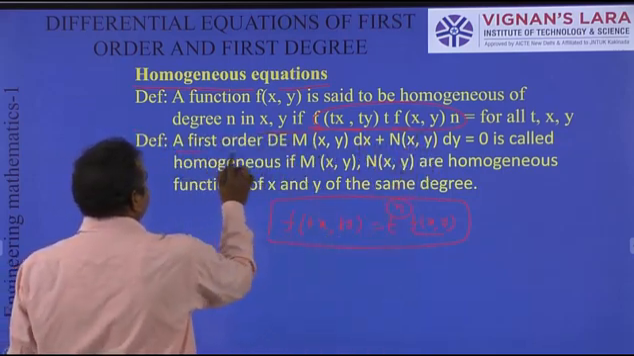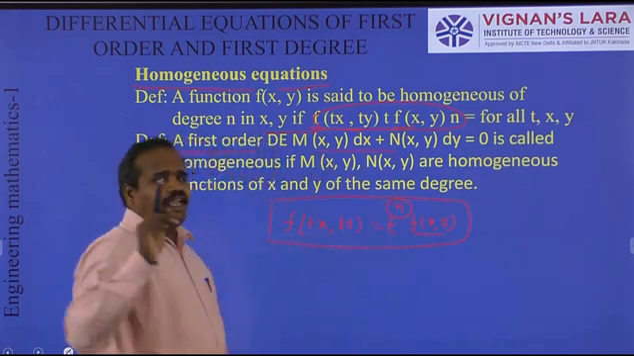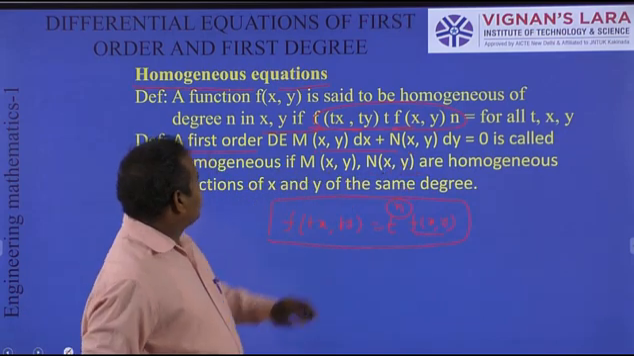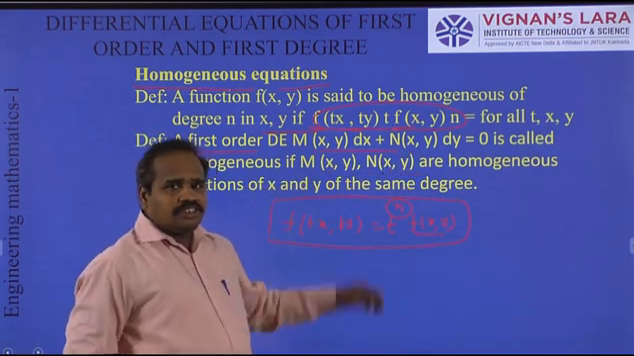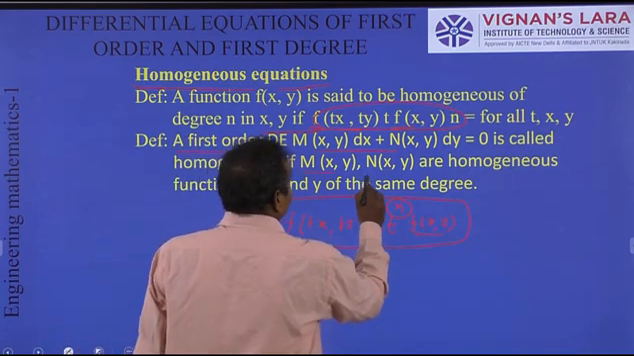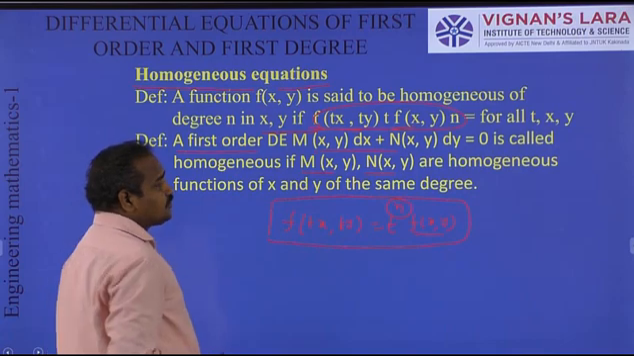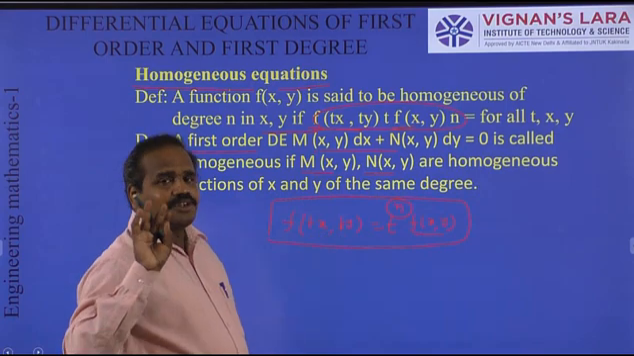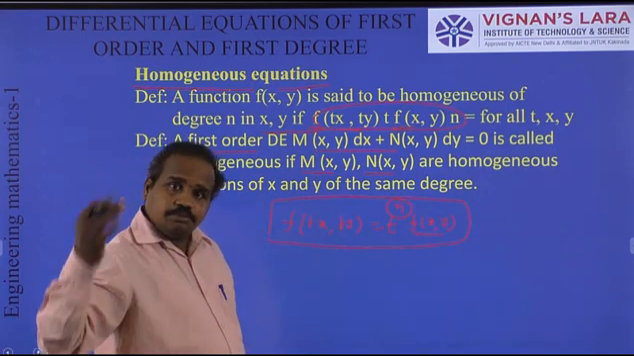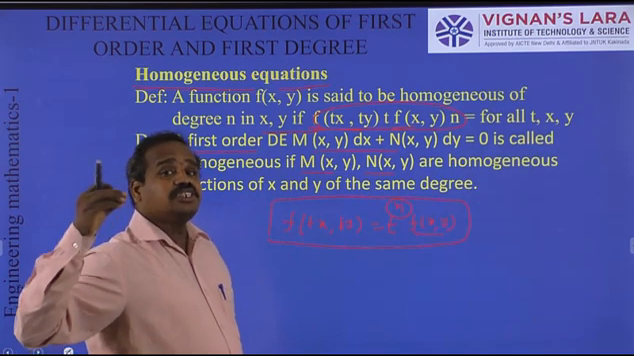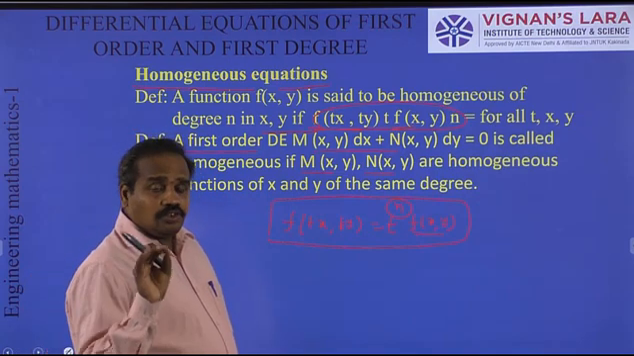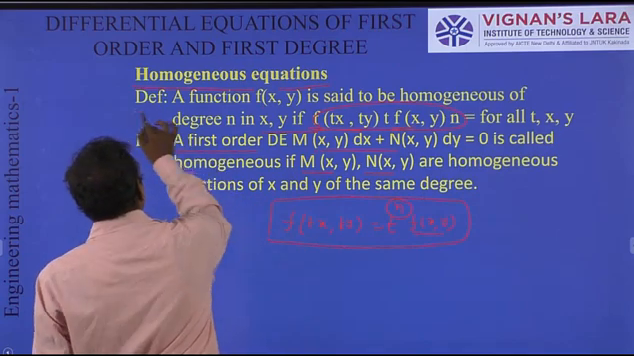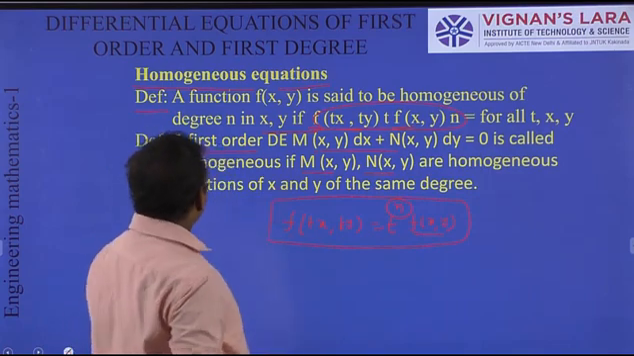Coming to another definition, a first order differential equation that can be written in the form mdx plus ndy is equal to 0 is said to be a homogeneous equation if m and n are homogeneous functions of x and y with the same degree. That means if m consists of 2 or 3 terms, the degree of each and every term is the same, and similarly the degree of each and every term in n is also the same. Then only do we say that the function is a homogeneous function. Based on the given functions, we use either one of the definitions related to homogeneous equations.